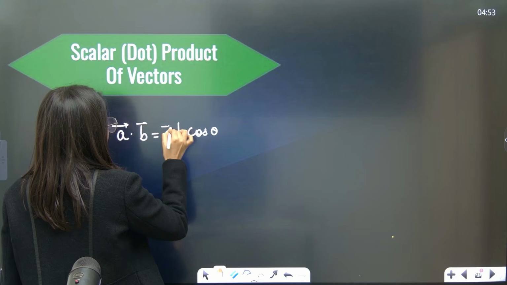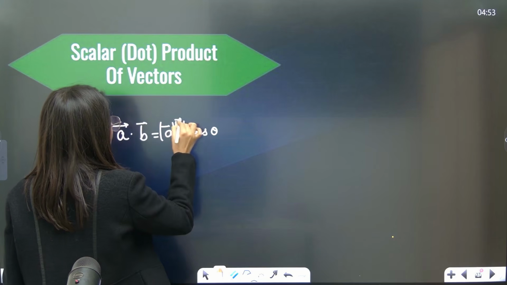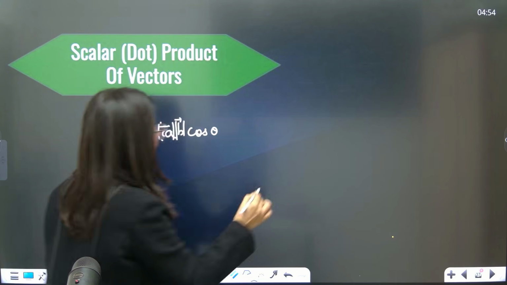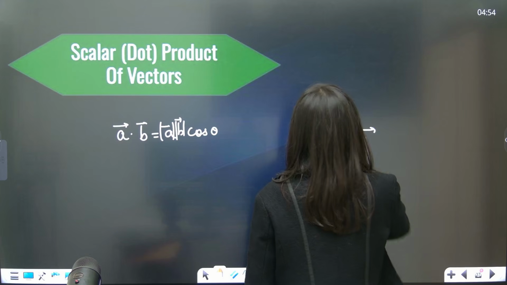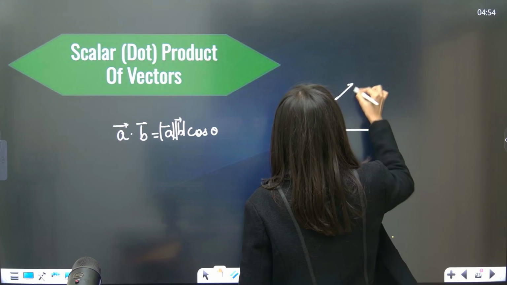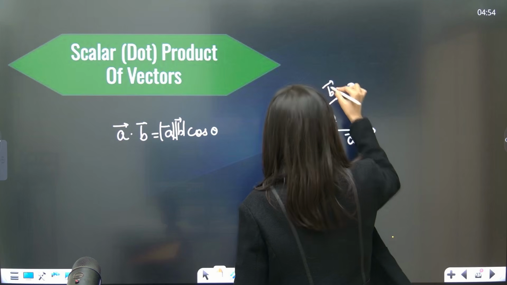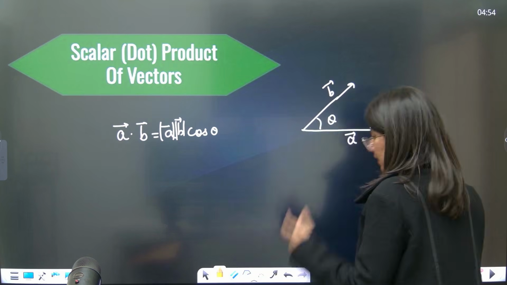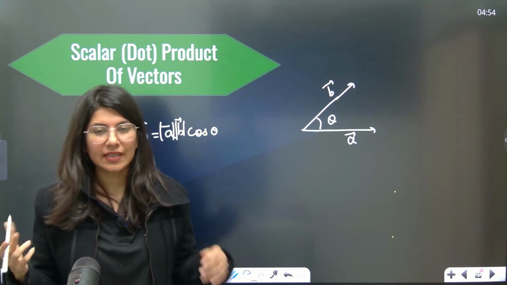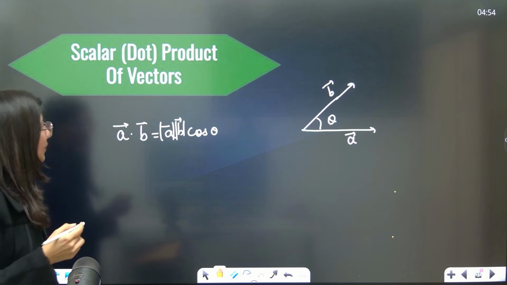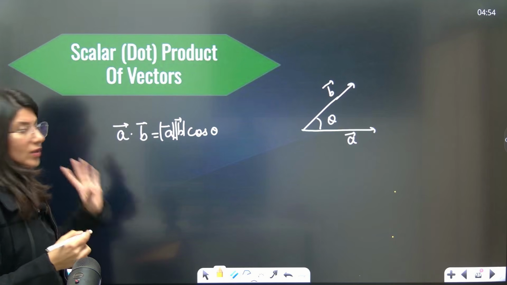Where theta is nothing but the angle between A and B vector. Theta is the angle between A and B vector. Correct? Theta is the angle between A and B vector. Okay? So this is what it is.